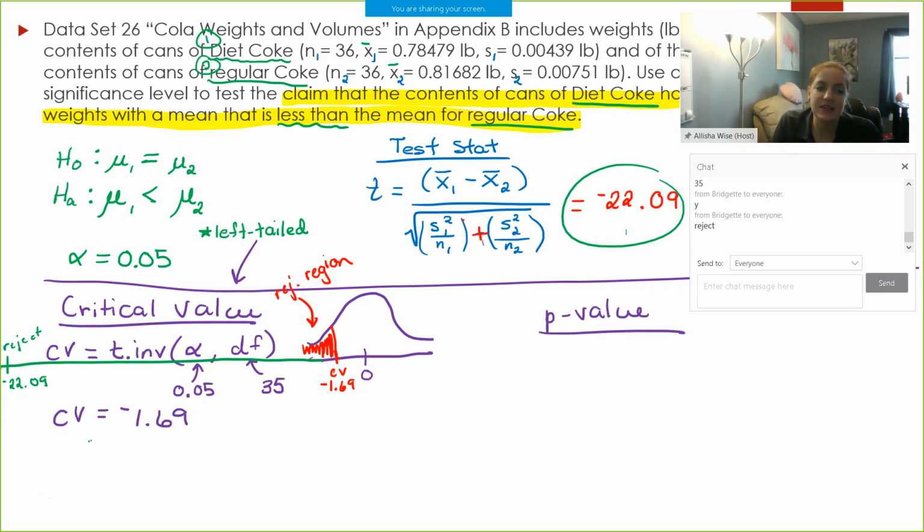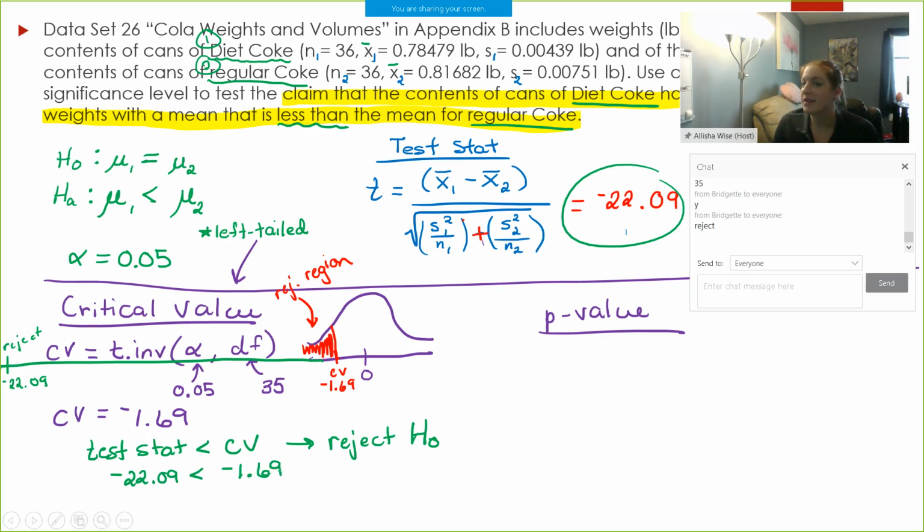So in other words, since our test statistic is less than our critical value, we reject the null hypothesis, which is H0. Negative 22.09 is less than negative 1.69. The test statistic is so negative, it's a huge number. It's clearly rejected. There's no question about that. So we reject the null hypothesis, but we want to do the p-value method to double check that we did it correctly.